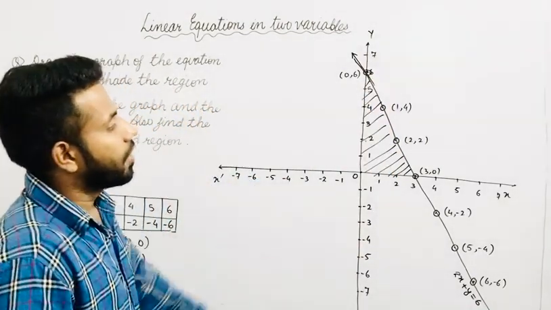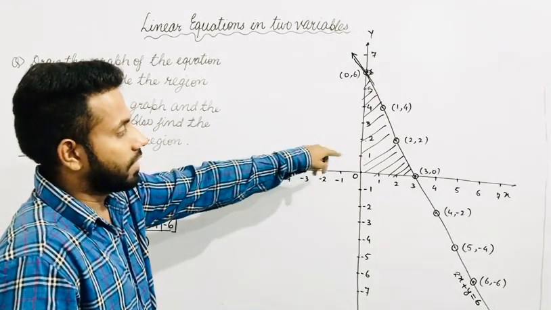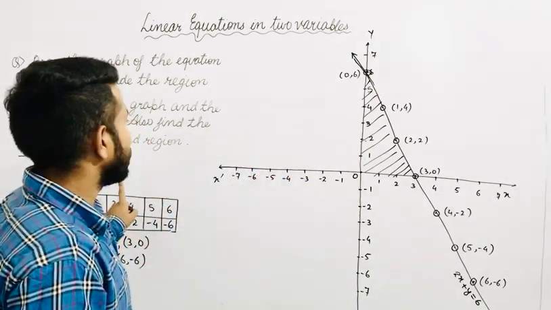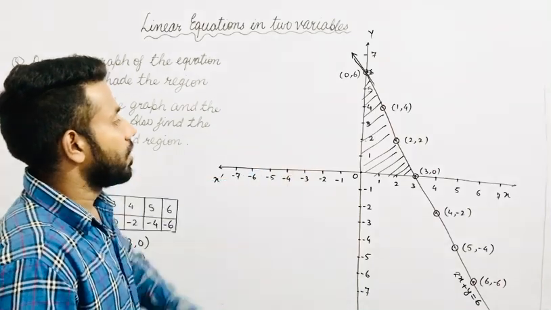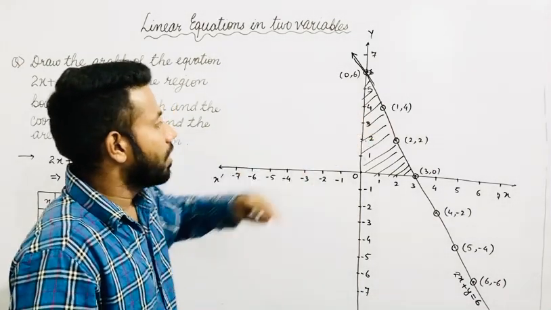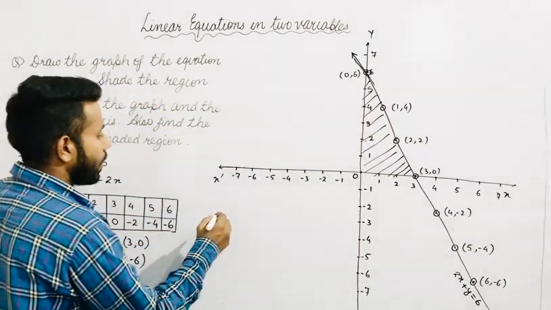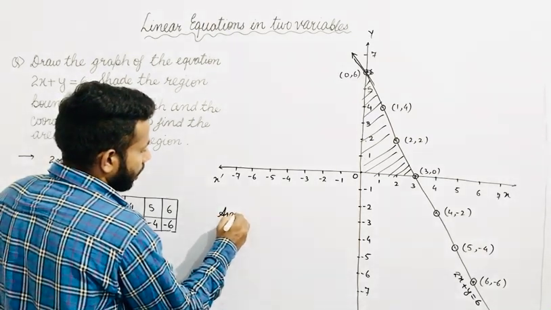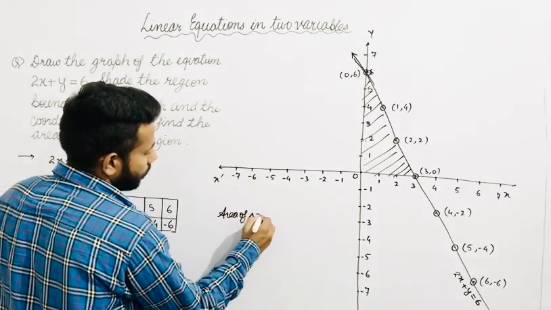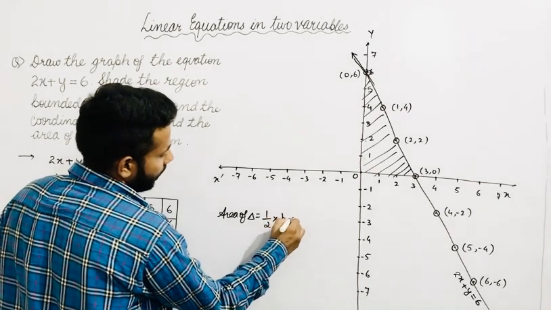This is the region that is bounded by the graph and the x-axis. And what you need to do next is you have to find its area. So since this is forming a triangle, what is the formula to get the area of a triangle? Area of triangle equals half into base into height.